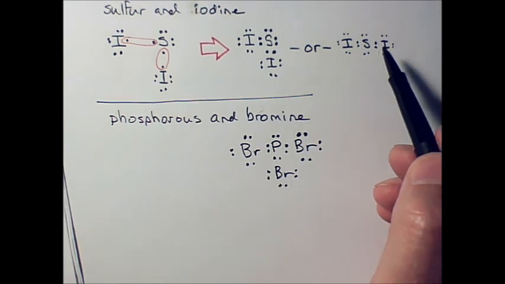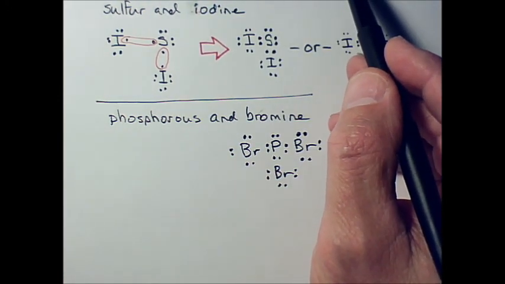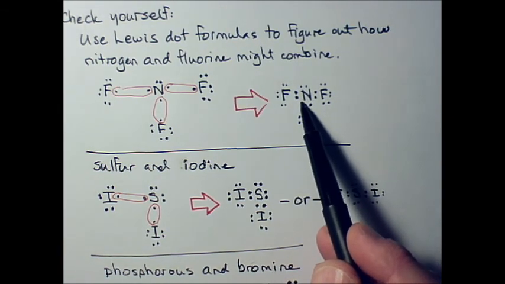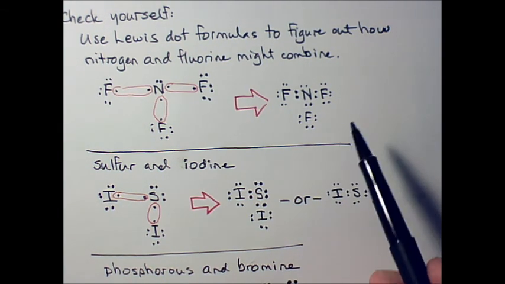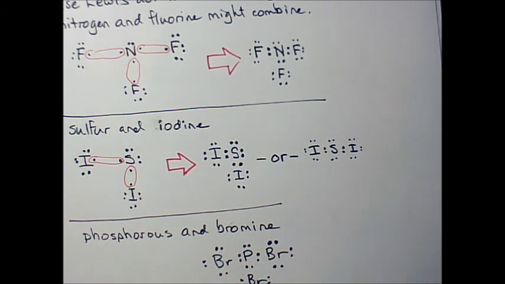All right. Fluorine is more electronegative than nitrogen, so this would be, what would you call this? Nitrogen trifluoride. Good.